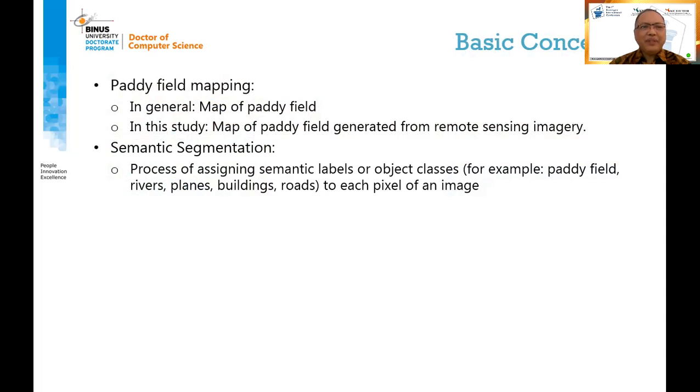The second basic concept is semantic segmentation, a process of assigning semantic labels or object classes, including paddy field, rivers, plain, building, roads, to each pixel of an image.